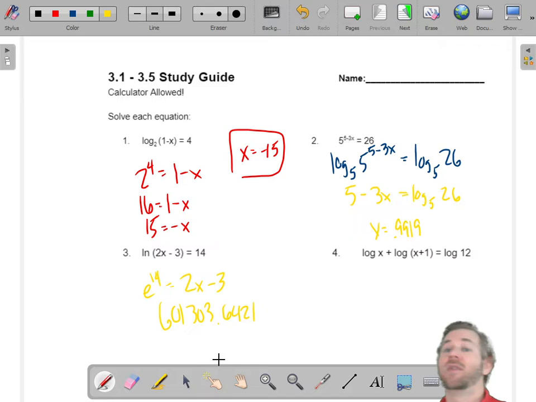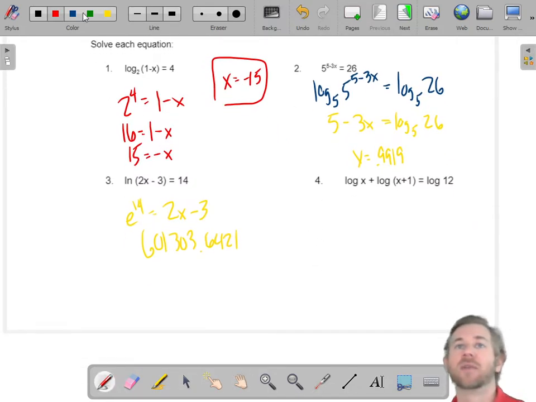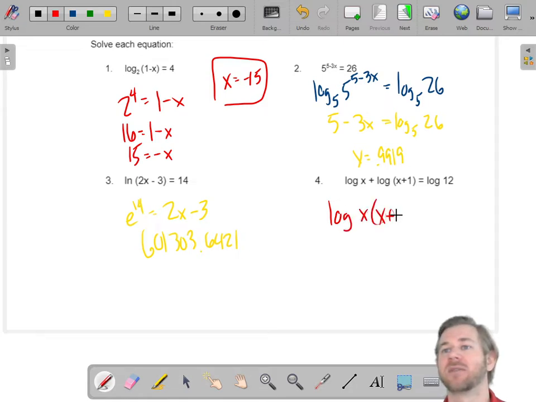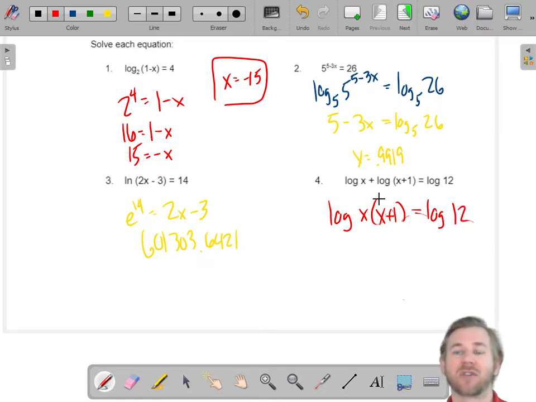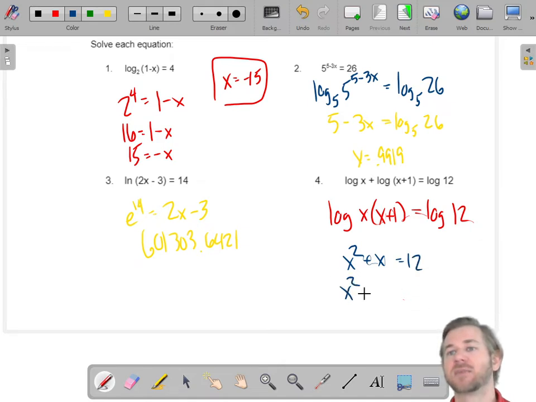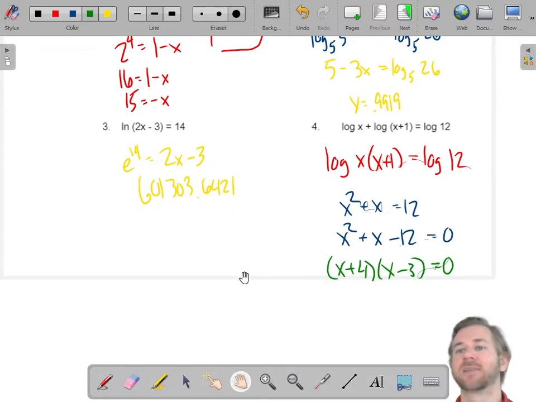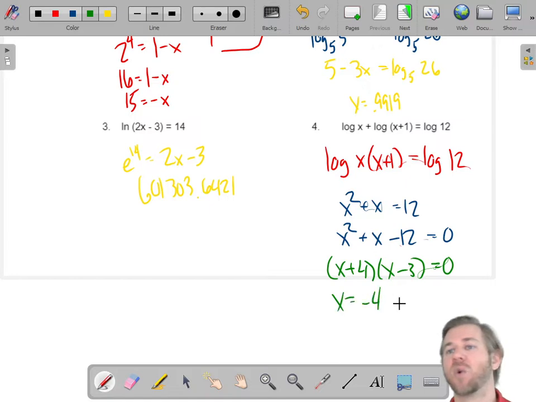Let's try another one. So this guy has two logarithms. So the first thing we need to do is condense them. And remember, addition condenses into multiplication. So I have this equals the log of 12. Now, notice we're taking the base 10 log, the common log of both sides. So what I'm going to do is say, well, look, these arguments have to be equal. X squared plus x has to equal 12 for this to be true. And then you can subtract 12 on both sides and factor. So what multiplies to negative 12 and adds to positive 1? X plus 4, x minus 3, which means x could be negative 4 or x could be 3.